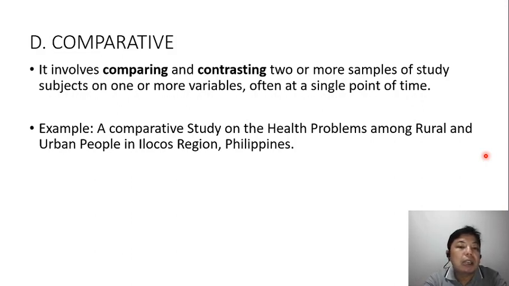For example, a comparative study on the health problems among rural and urban people in Ilocos region, Philippines. So, in this particular study, you are trying to compare, okay, health problems between rural and urban people. So, ano ba ang pagkakamuka?